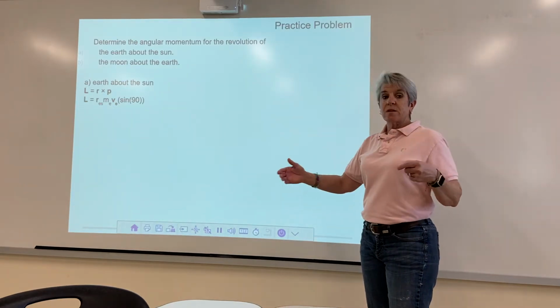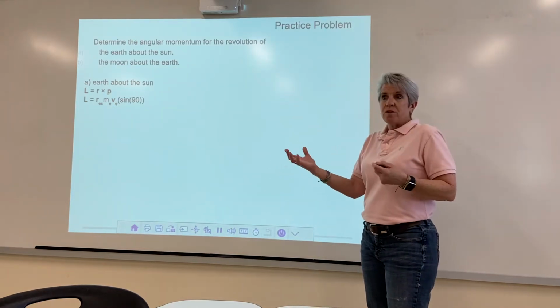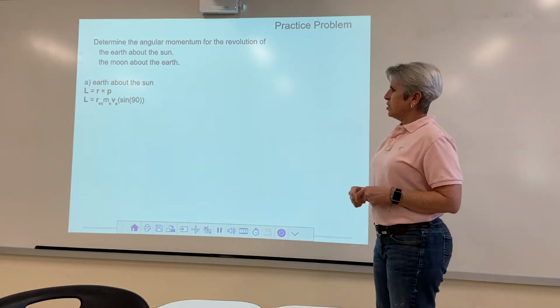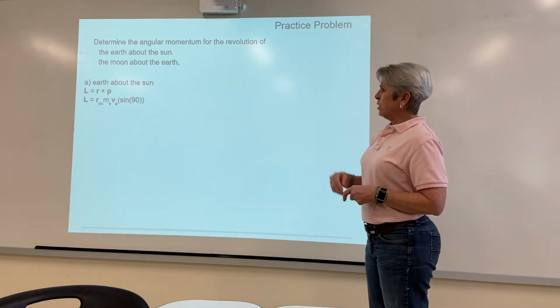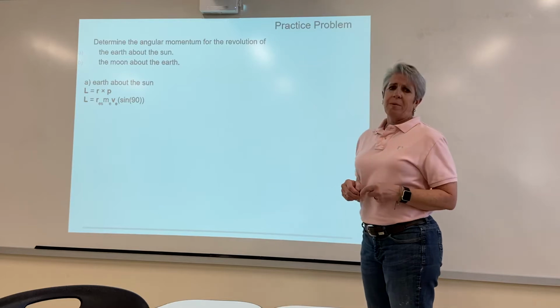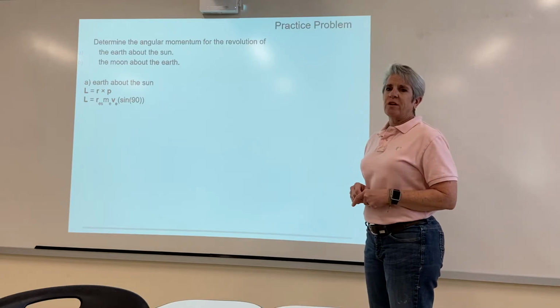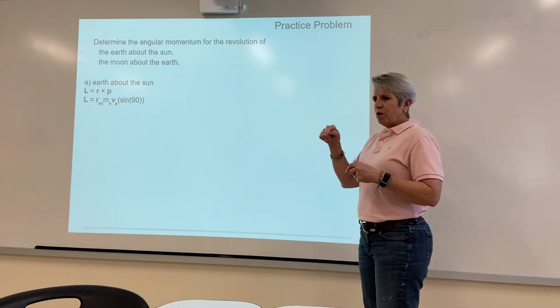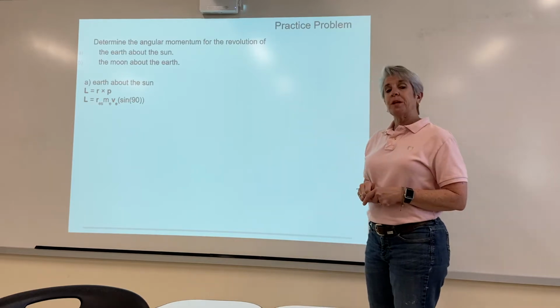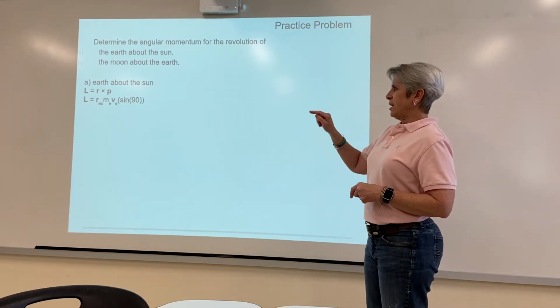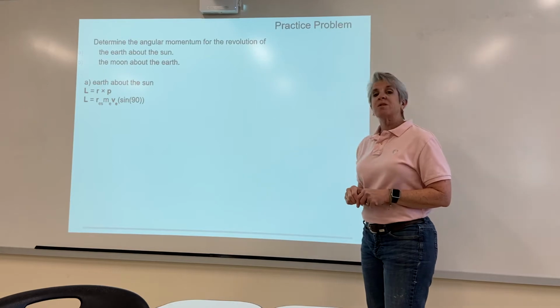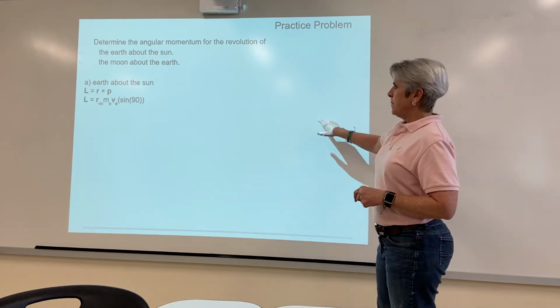Obviously, that's not a fixed distance, it does change, but we'll just take the average distance from the center of the sun to the center of the Earth. Then we would multiply that by the linear momentum, so by the mass of the Earth and the velocity of the Earth. Now remember, we want r and velocity to be perpendicular to each other. So this will be radius times mass times velocity times the sine of 90 degrees.